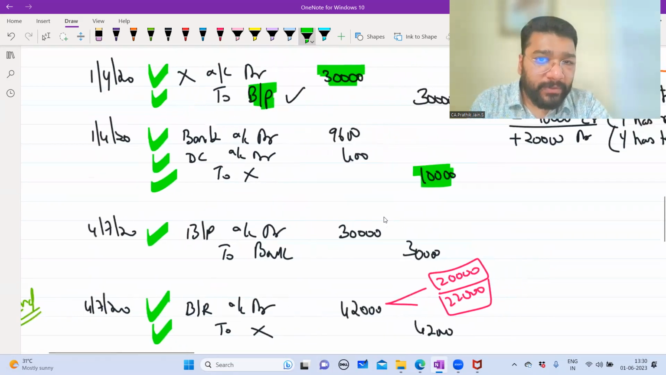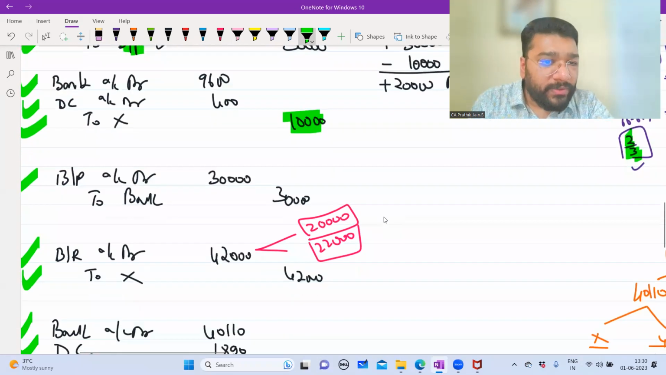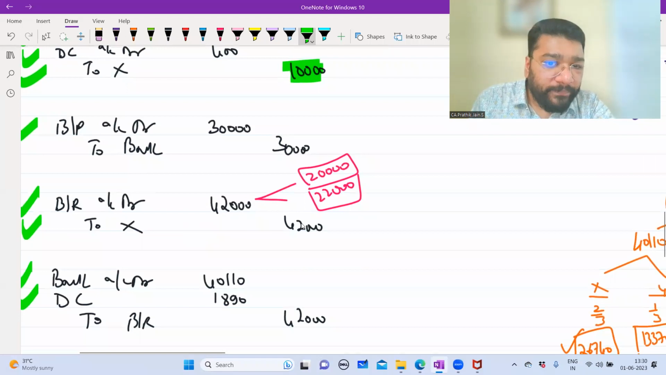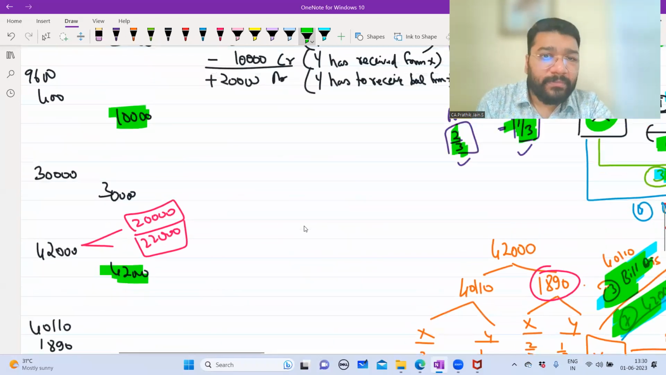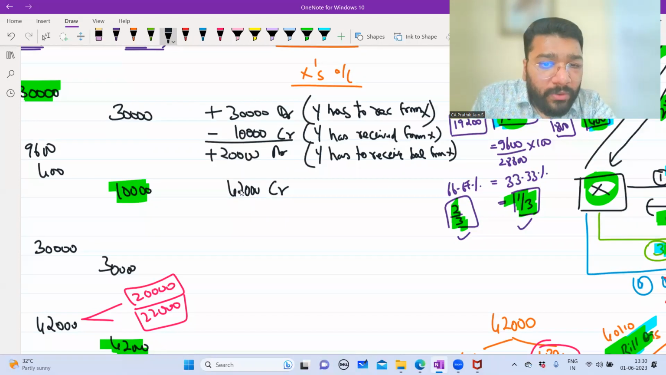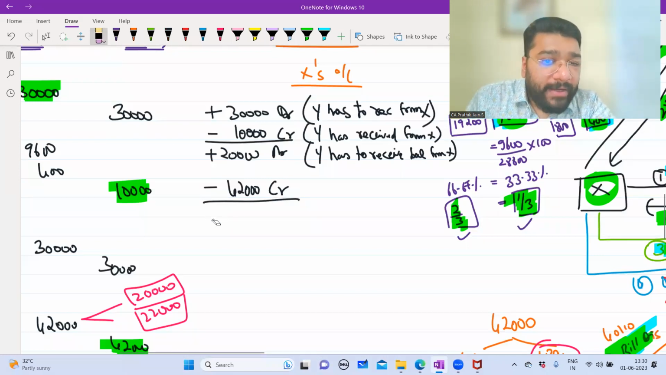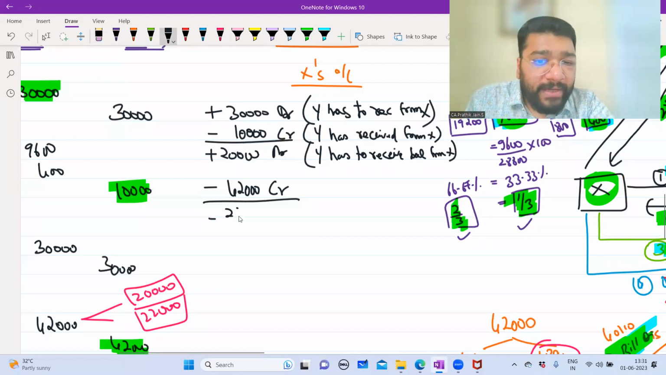Come back here. X account debit 30,000. X account credit 10,000 is done. Again here, X account 42,000 is credited. Now here, credit 42,000. X means minus. What is the balance? Minus 22,000 rupees.